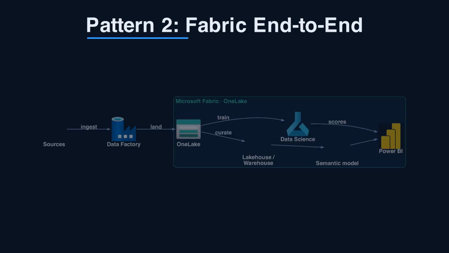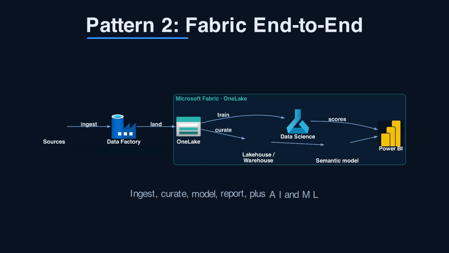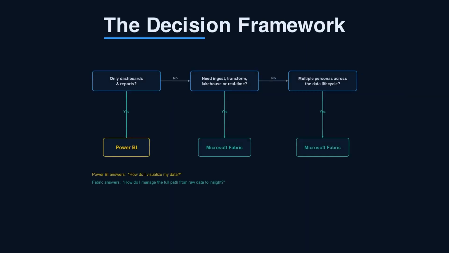Use the Fabric end-to-end pattern when you need the full lifecycle. Ingestion, transformation, lakehouse and warehouse storage, real-time analytics, machine learning, and reporting, all on one governed foundation. It is especially powerful when multiple teams, engineers, data scientists, and analysts need to collaborate on the same copy of the data. Here is the simple framework.